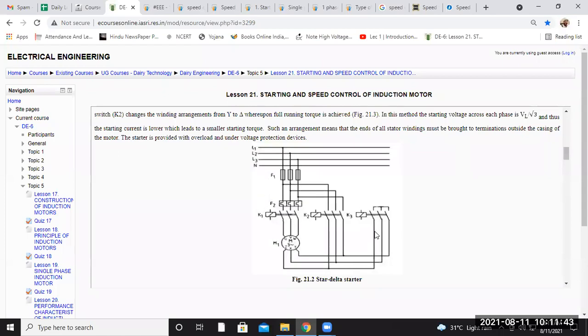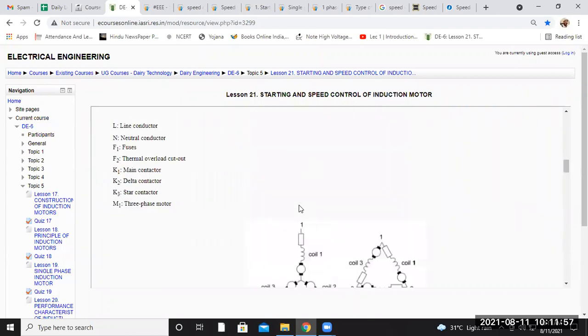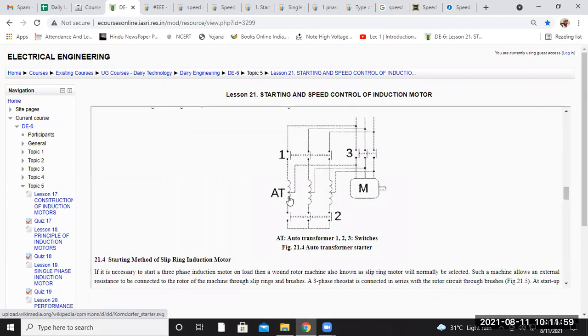As in the star delta connection, where the device is connected between the supply line and the induction machine, in the similar pattern, if you connect an auto transformer between the supply line and the induction machine, it is named the auto transformer starter. The output terminals are 3, because we are dealing with a 3-phase induction machine, not a single phase induction machine.